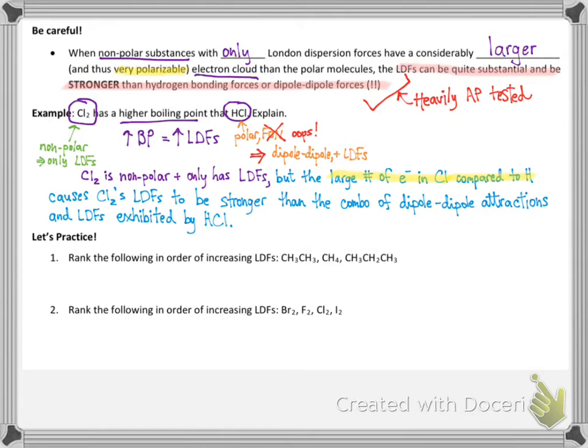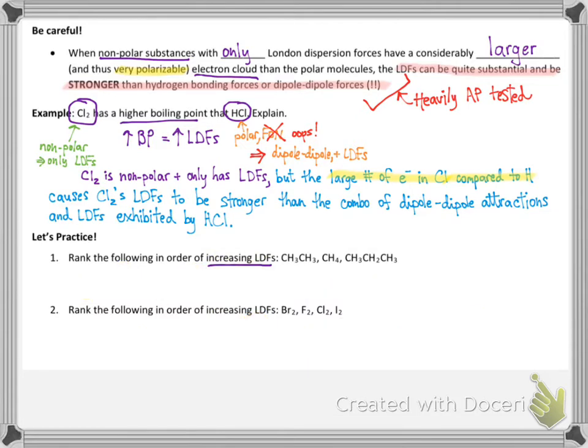Luckily, these are not always going to be free response questions. There can also be multiple choice questions and things that are a little more straightforward. So let's go ahead and use our new understanding of London dispersion forces to try these next two problems. You're going to rank the given compounds for each one in order of increasing London dispersion forces, aka smallest to largest. So go ahead and try that, and when you're ready to check, unpause the video.